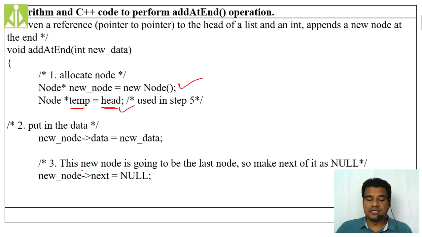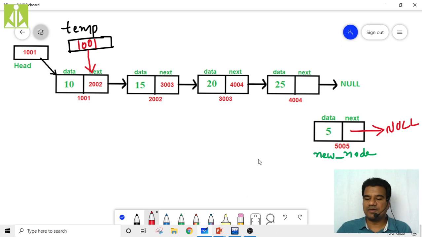See, the new node is going to be the last node, so make the next of it as null. We have already done that one. So how do we do that? New node of next equals null. New node of next equals null means making the new node's next pointer null. That we have already done.